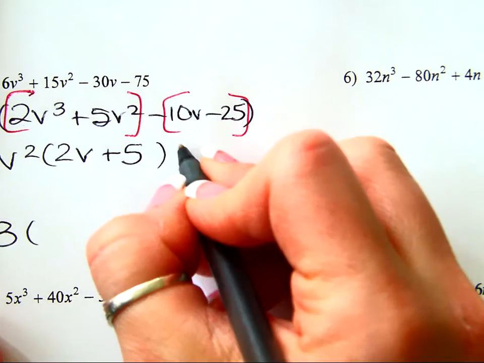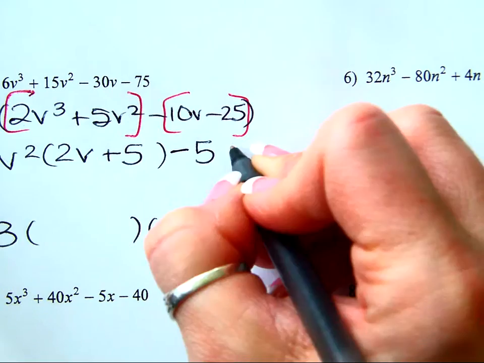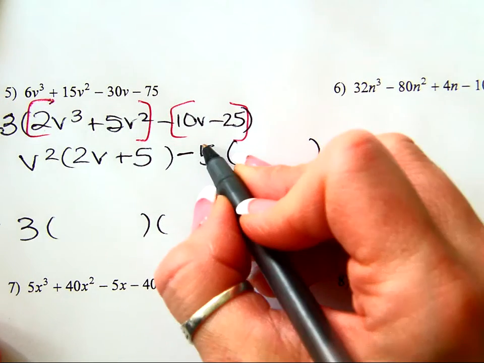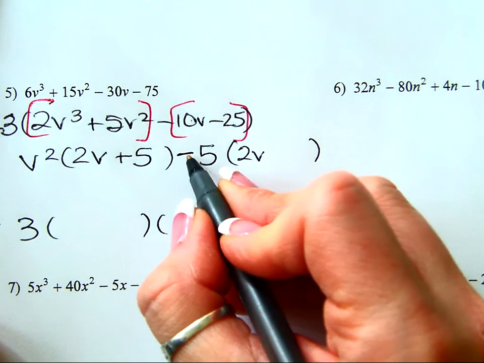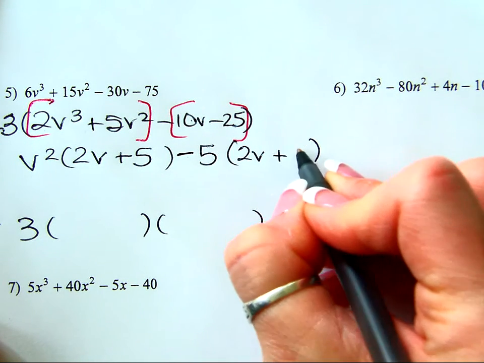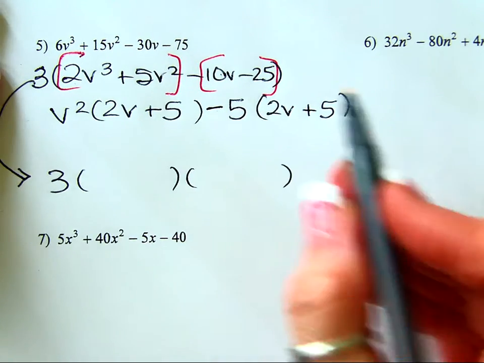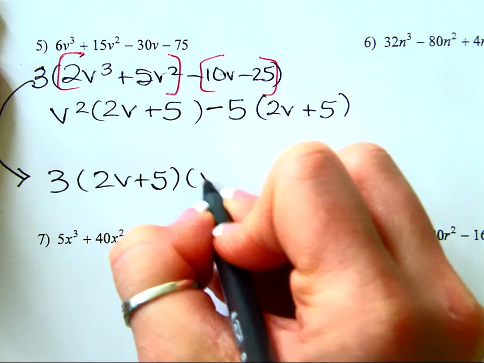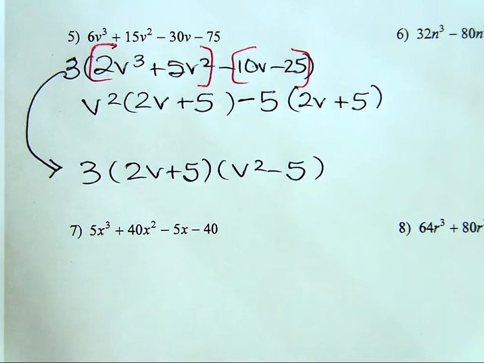This minus comes down, and I'm pulling that negative 5 out. And I know it better match a 2v plus 5, but I'm just going to double check. Negative 5 times 2v is 10v. And negative 5 times what will give you a negative 25? Plus 5. So that works out. So now I'm ready to go and fill in my answer. So I have my common factor of 2v plus 5, a v squared minus 5, and it was already set up real nice with my 3 there, and that's my answer.